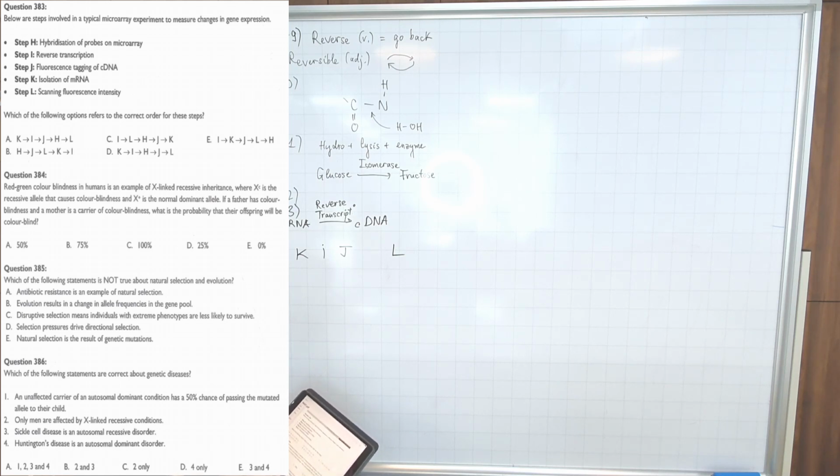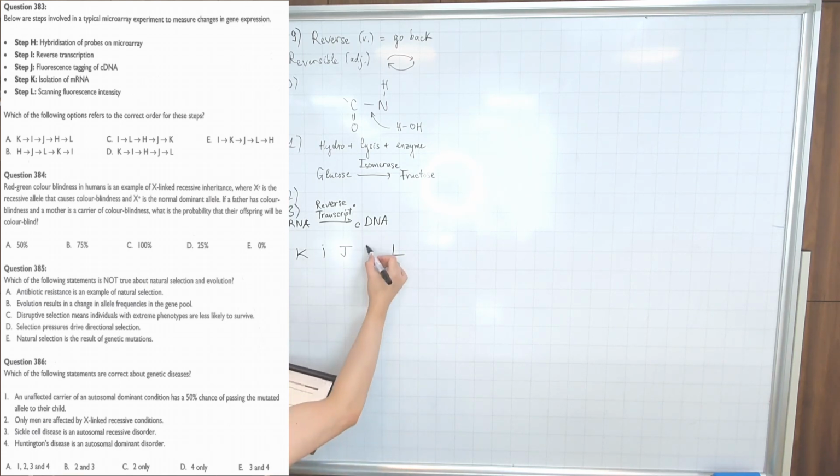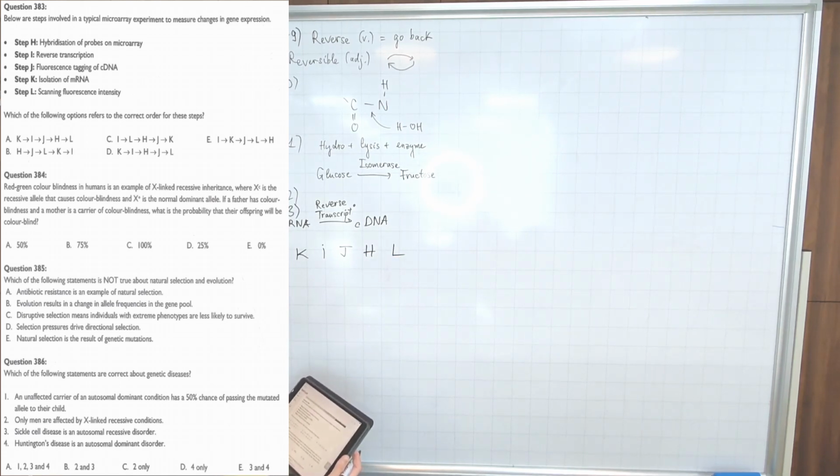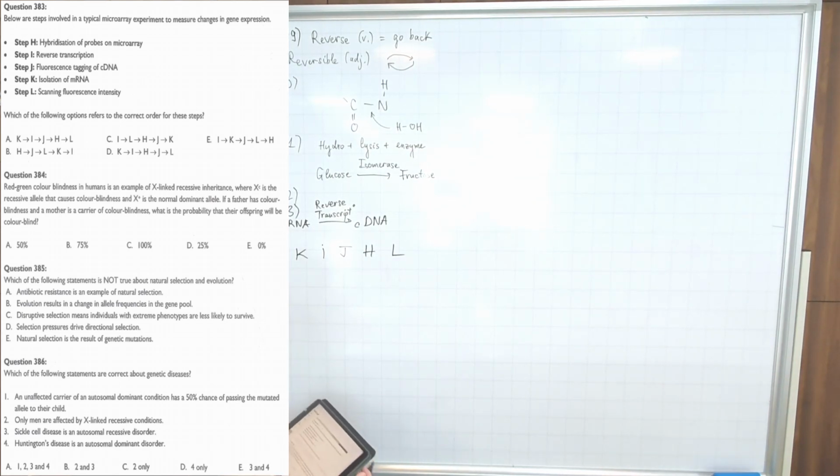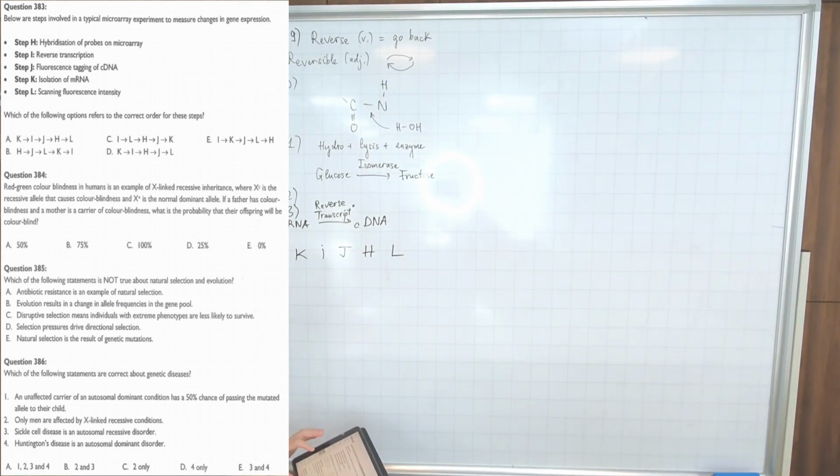So H has to happen after J, right? H has to happen after J. So what is the answer then? A, right? Can you check? Very good. My logic works well today.